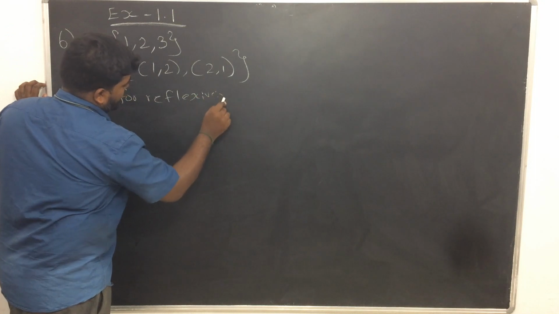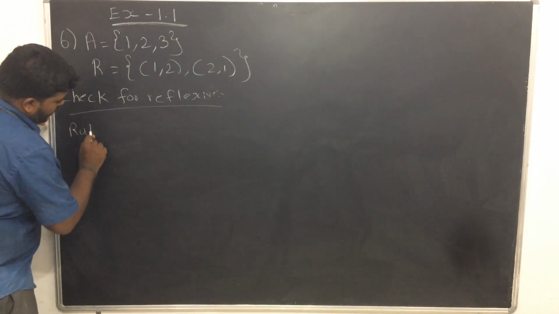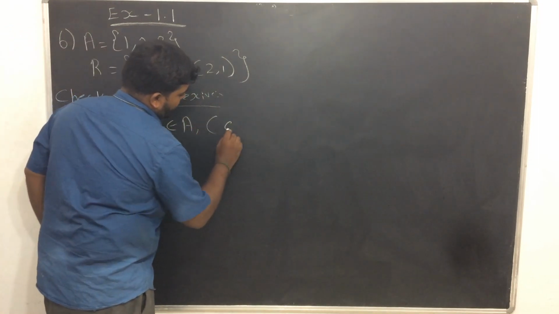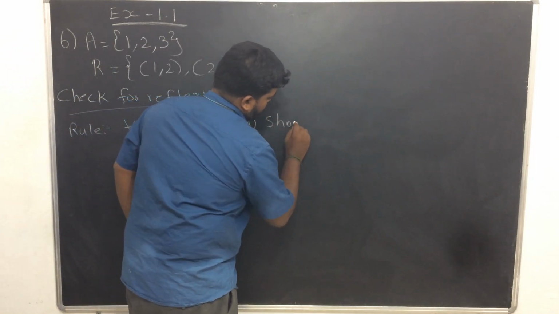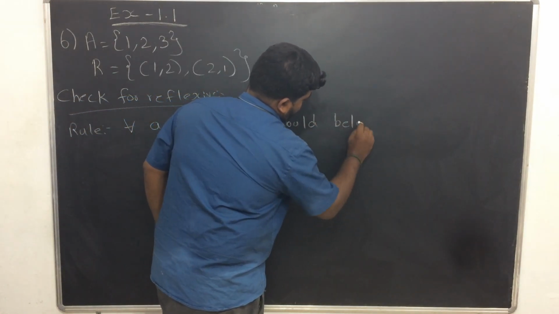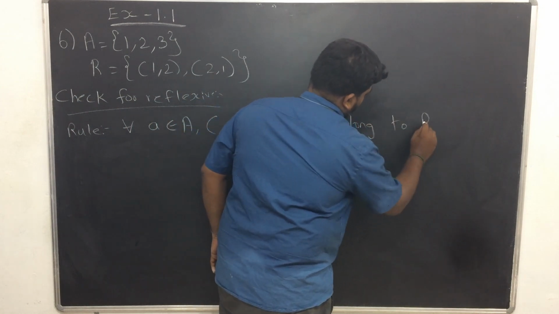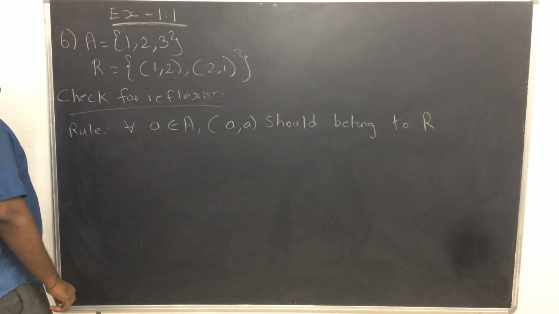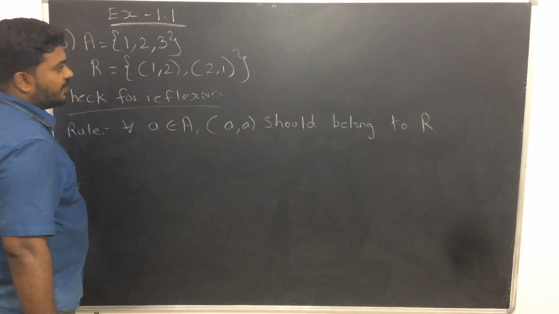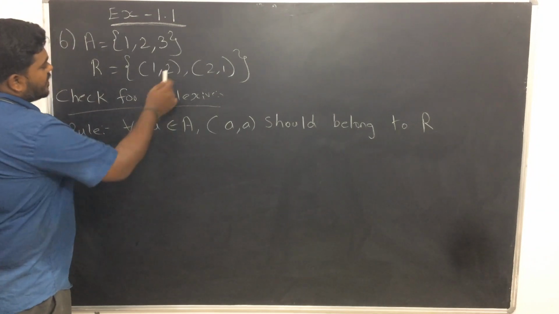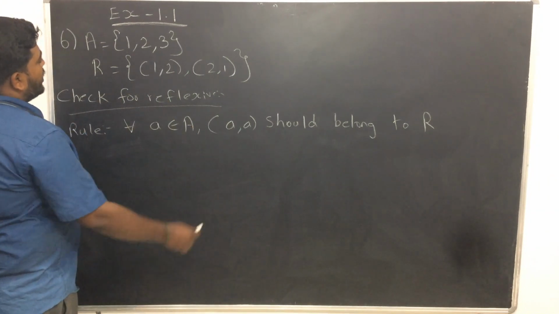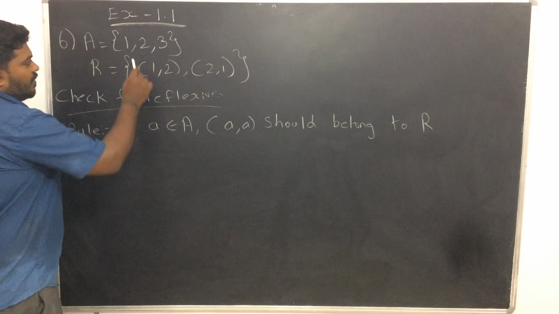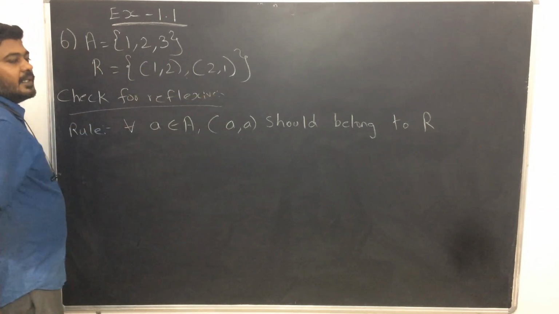For reflexive, what is the condition? The rule is, for every element a belonging to the set A, an ordered pair of the form (a, a) should belong to R. This is the condition for any relation to be proved to be reflexive. Now, looking at the values of R, can we say whether this is reflexive or not? Yes, we can say this is not reflexive. Because for all the elements of A, the ordered pair of the form (a, a) is not in R. We don't have (1, 1), we don't have (2, 2), and we don't have (3, 3).